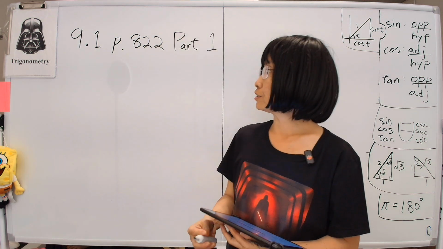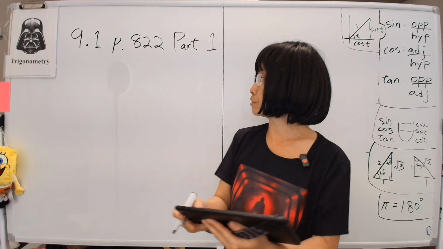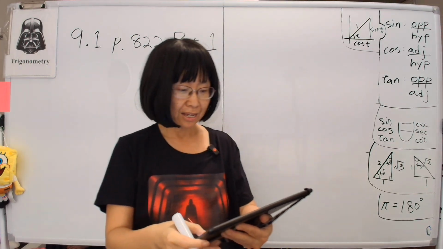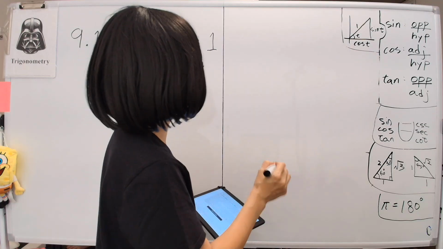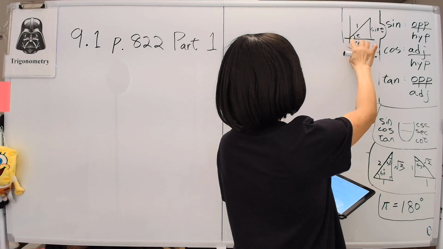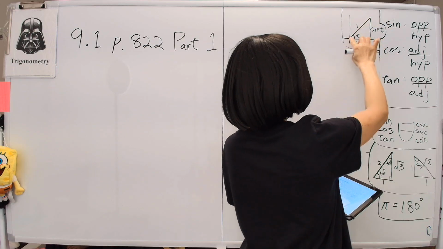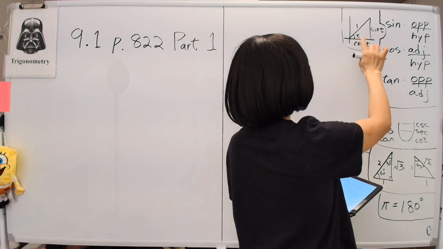Today we are going to do section 9.1 on page 822, Trigonometric Identities. Now we already know one identity, which is called the Pythagoras theorem. It comes from this thing right here, which says that if your hypotenuse is 1, which means this is on the unit circle, the unit means 1.